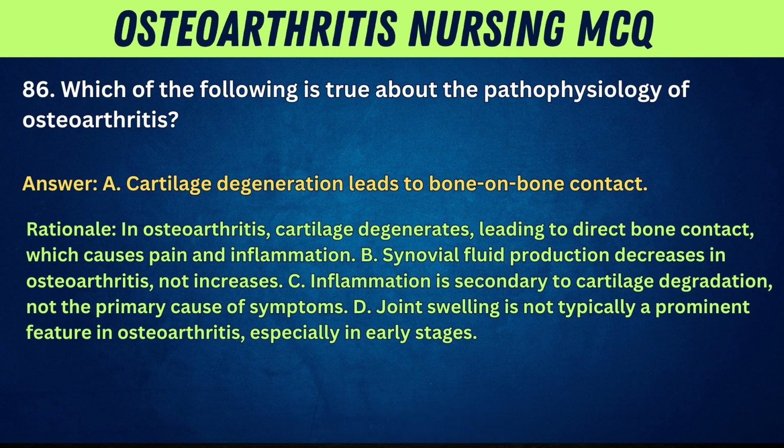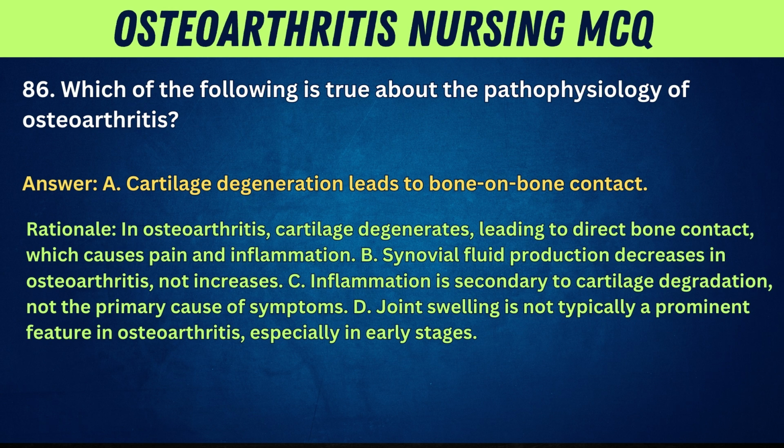Rationale: in osteoarthritis, cartilage degenerates, leading to direct bone contact, which causes pain and inflammation. B. Synovial fluid production decreases in osteoarthritis, not increases. C. Inflammation is secondary to cartilage degradation, not the primary cause of symptoms.